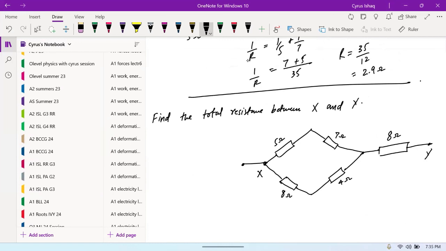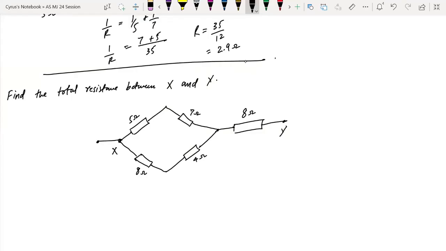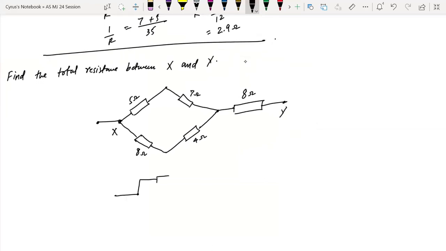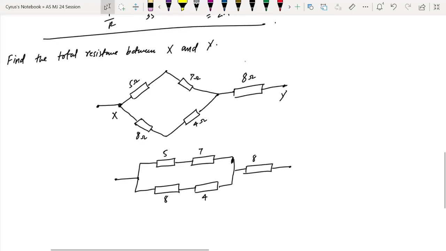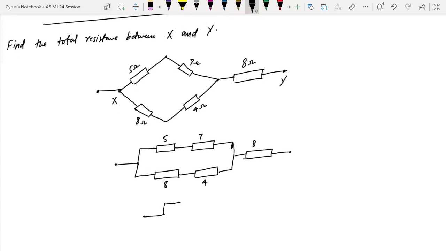What should the resistance between X and Y be? When this sort of question comes, how do you approach this problem? This is 5, this is 7, and we have here 8, we have here 4, and we get what? We get 8 here, like this. So this is going to be what? This is going to be 12 here, and this is also 12, right?